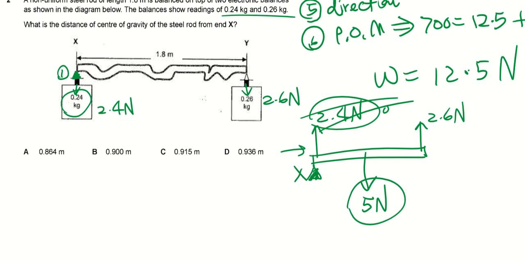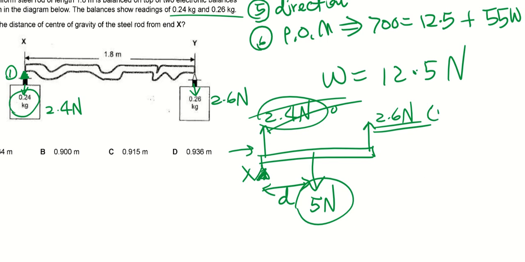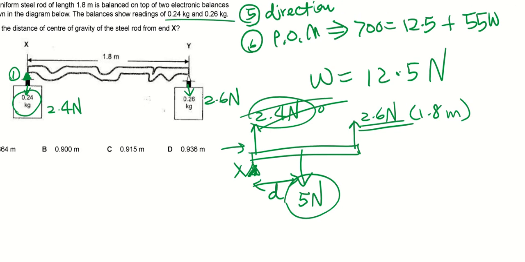How about the 5 Newton? Is there a perpendicular distance? Where is it? Here, right? So shall we call it D? And we call it D. How about this 2.6 Newton? What's the perpendicular distance? It's 1.8. So that is steps 1, 2, 3 done: pivot, number of forces, and perpendicular distance of each force to the pivot.